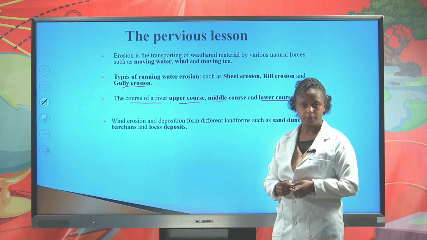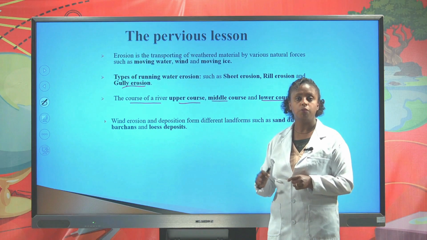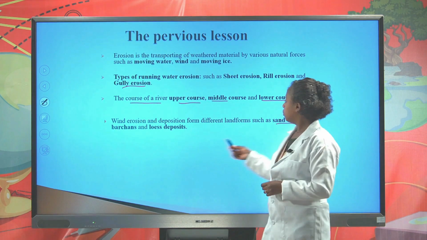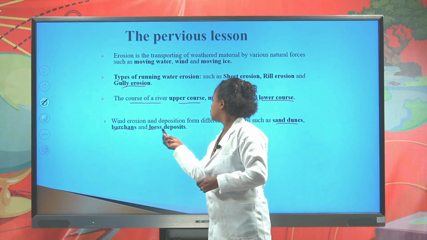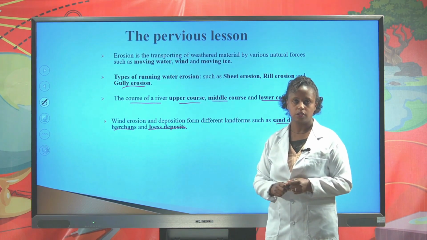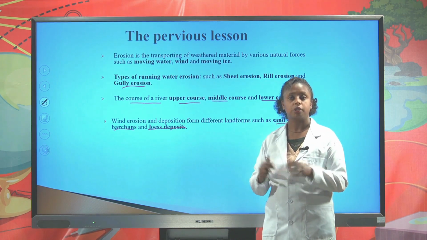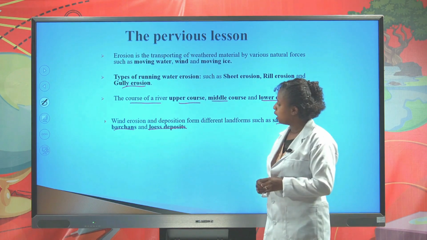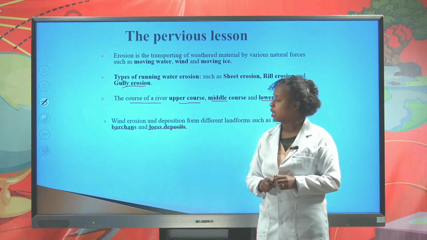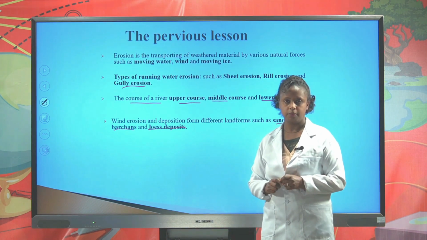that is in the lower course. We also discussed the different land features formed by wind erosion and deposition, such as sand dunes, barchans, and loess deposits. Sand dunes are sandy hills which are deposited by the wind. Barchans are crescent moon-shaped sand hills. Loess is a deposit of fertile soil in the desert area.